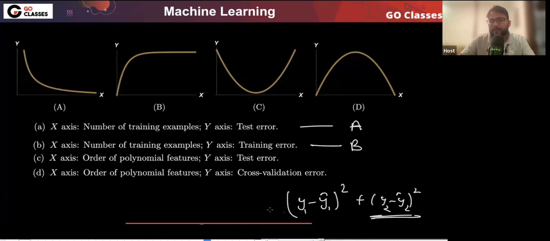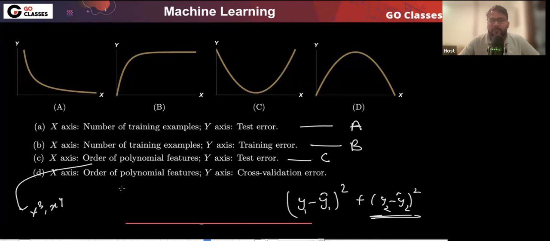Okay, great. So now tell me, if you're increasing the polynomial features, which means you're introducing x cube, x power 4 like this, right? Then the test error. So what do you think about the test error? It will decrease initially, and then if you're having a more complex model, it will start increasing, right? So I think C.